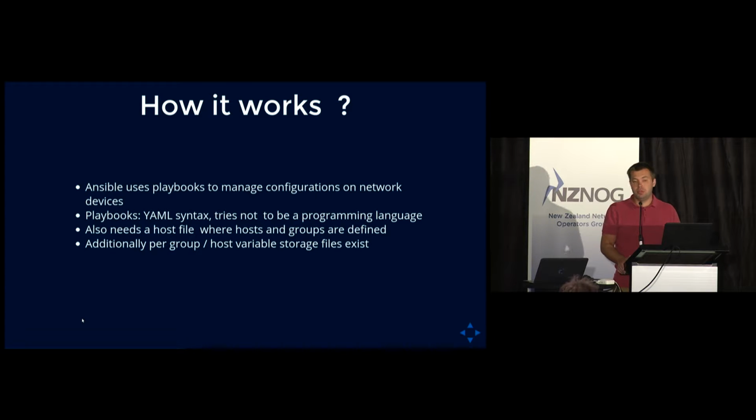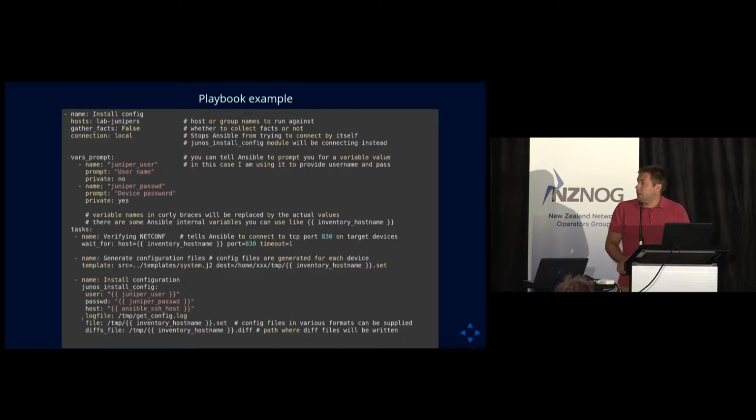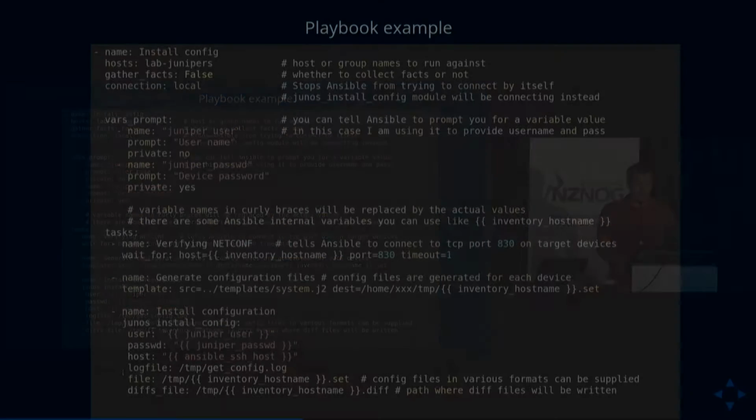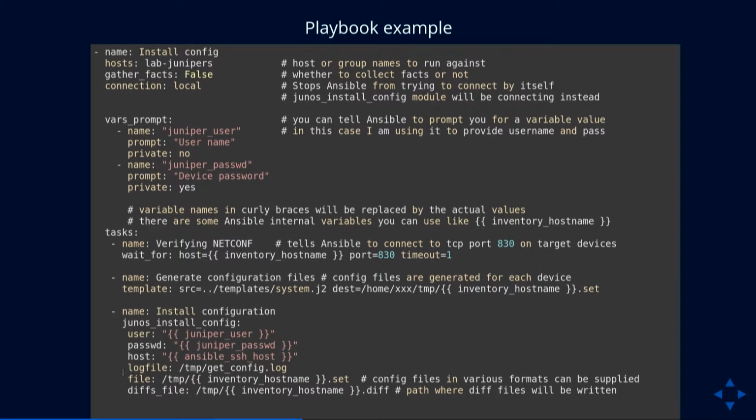You also need a host file, where you have a list of all of the hosts you're going to manage, and additionally per-group or per-host variable files, where you can store per-group or per-host variables. So that's a playbook example. You can see the name of it, and then the hosts it's going to apply to. You can mix and match and do all sorts of different stuff with the host. You can gather facts about a device as well, but in networking it's hardly ever used, because the networking module itself is going to do it, not the actual Ansible playbook.